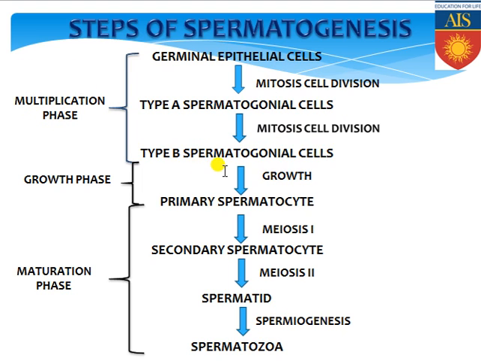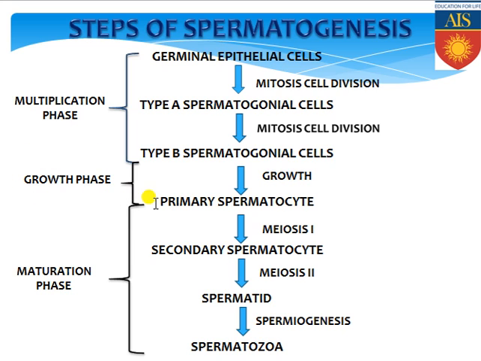Next, the type B spermatogonial cell enters the growth phase, where due to the presence of some growth factors, the cell's size bulges, and that is known as the growth phase. In this phase, what is happening? The type B spermatogonial cells get converted into primary spermatocyte cells. Keep it in your mind, growth happens in this phase, that's why the phase has been given the name growth phase.